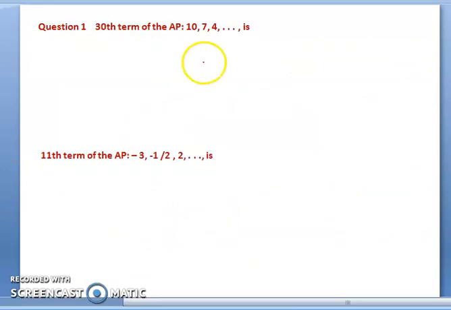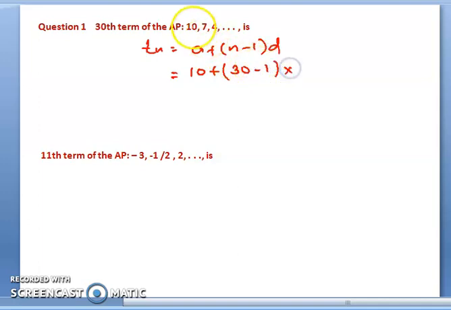Using this formula we'll solve some questions, like find the 30th term of this sequence. So we have the formula Tn is equal to a plus n minus 1 into D, where a is the first term, in this case 10, and n is 30 because they ask us to find the 30th term. 30 minus 1 into the difference, which in this case is 7 minus 10. So D is equal to 7 minus 10, which is equal to minus 3.